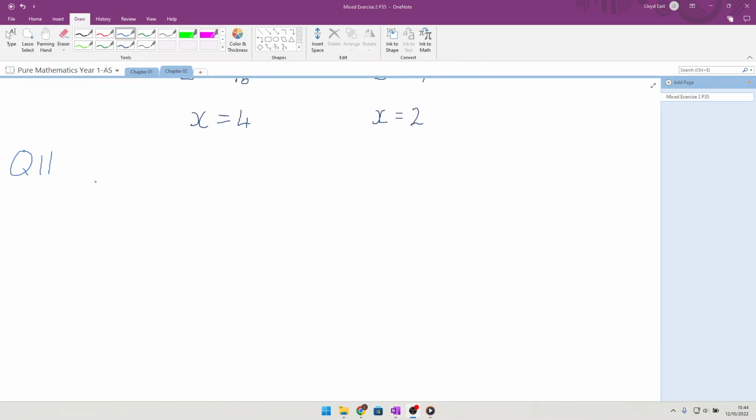So question 11, we are modelling a diver and his height in relationship to the time is modelled as 5t minus 10t squared plus 10.